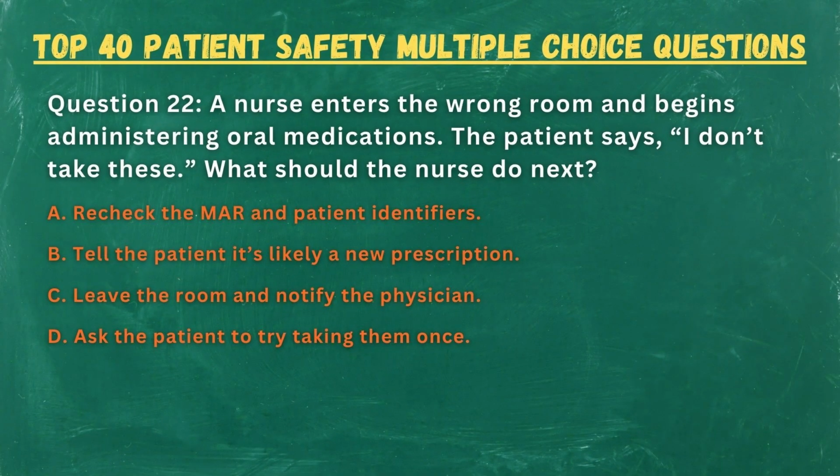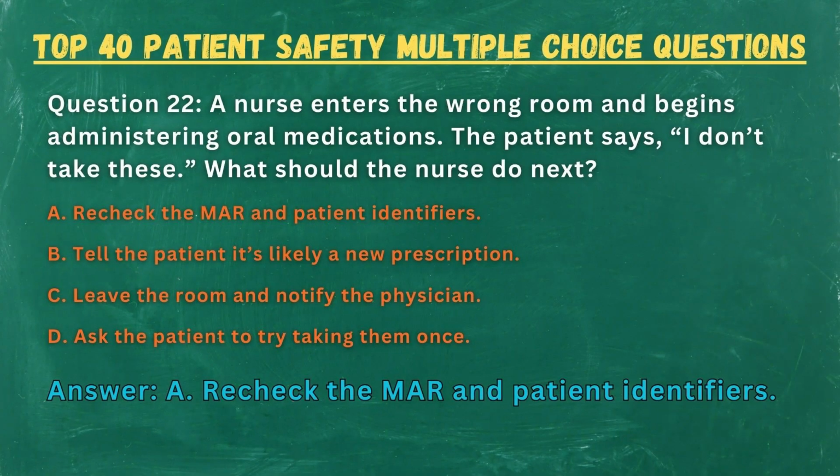Question 22. A nurse enters the wrong room and begins administering oral medications. The patient says, "I don't take these." What should the nurse do next? A. Recheck the MAR and patient identifiers. B. Tell the patient it's likely a new prescription. C. Leave the room and notify the physician. D. Ask the patient to try taking them once. Answer: A. Recheck the MAR and patient identifiers.